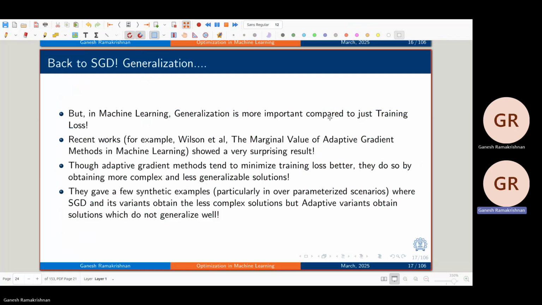There's been some recent work by Wilson et al. The paper is "The Marginal Value of Adaptive Gradient Methods in Machine Learning." So too much adaptation is also a problem, right? So what do they do? For example, adaptive gradient methods create more complex solutions. They are against the grain of regularization, right?